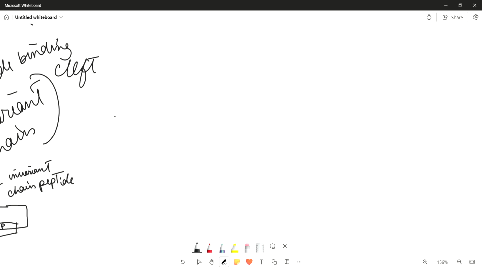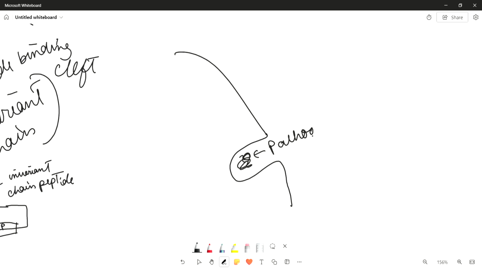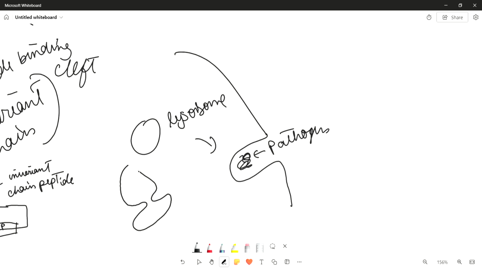How do we form phagolysosome? Well, if this is the cell membrane, phagolysosomes are formed by the engulfing of pathogen. So let's say this is the pathogen, and then you bring this in. Then the lysosome is going to attach to it, and the lysosome is going to form something like this. So these are the lysosomal enzymes, and these are the pathogens.